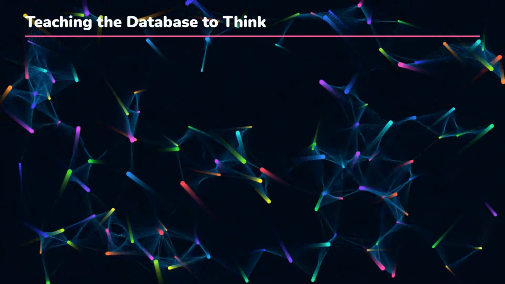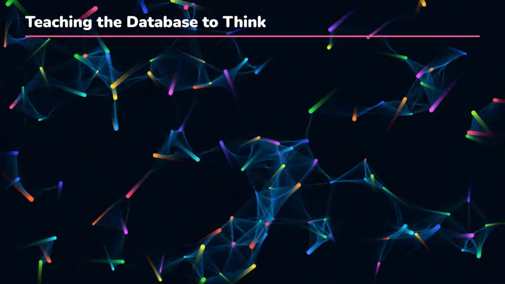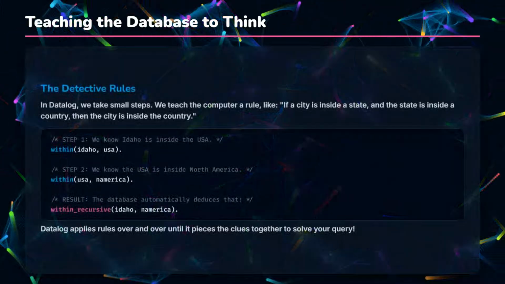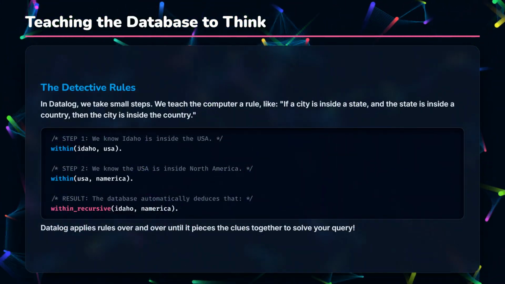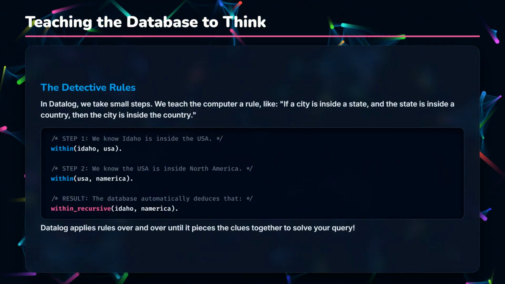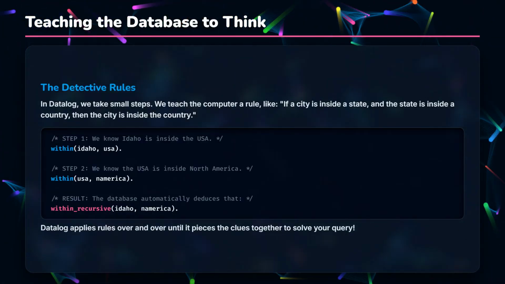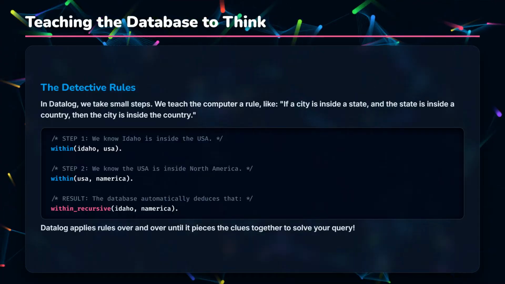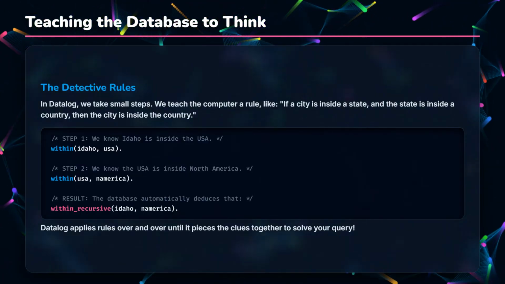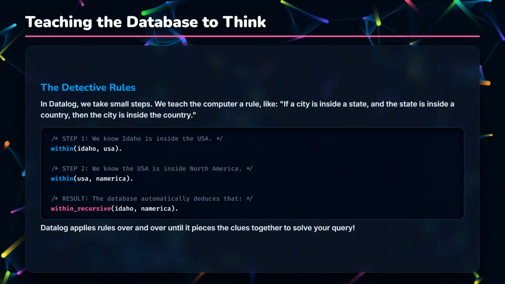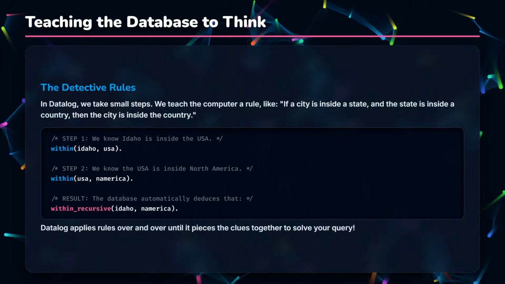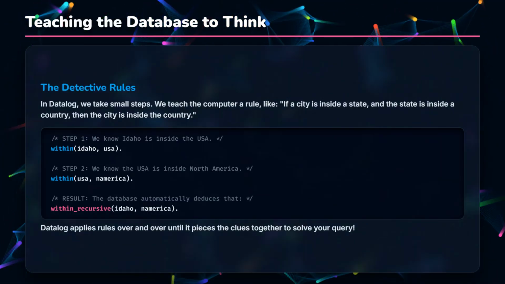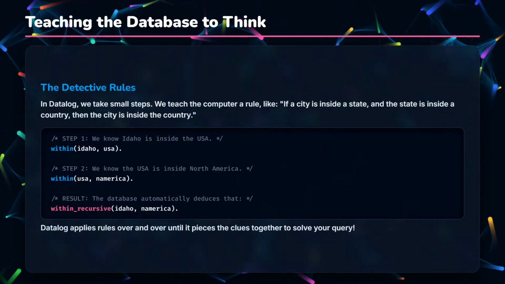So, if there are no select statements, how do we actually search the data? We teach the database how to think like a detective. We do this by giving it rules. A rule takes small facts and combines them to derive new facts. Look at the code box. Step 1, we tell the database a fact, Idaho is within the USA. Step 2, we give it another fact, the USA is within North America.